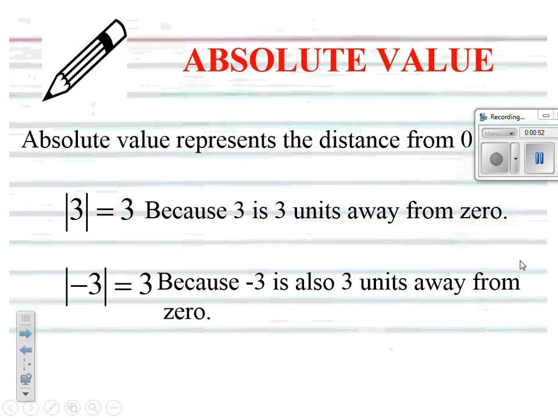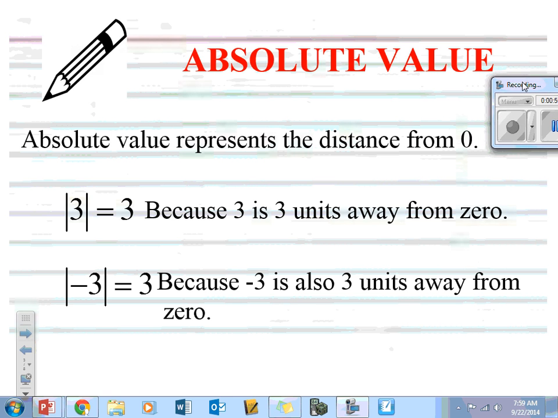So, you might want to write this down because this is kind of important. This is the why. Absolute value represents the distance from 0. It is the distance, and distance is always positive. So that is why it is positive. So the absolute value of 3 is 3 because 3 is 3 units away from 0. A distance of 3 from 0. The absolute value of -3 equals 3 because -3 is also 3 units away from 0, or a distance of 3 away from 0.